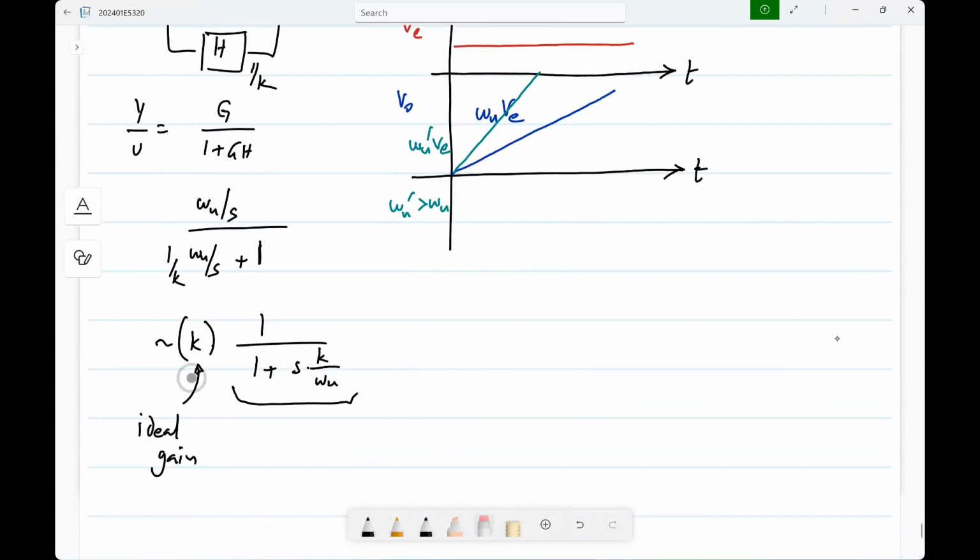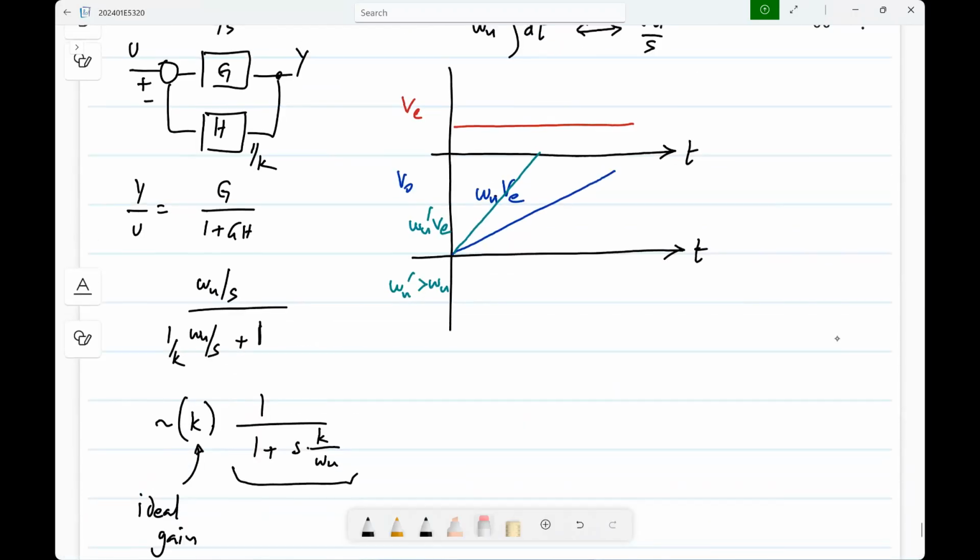So now in this expression, what is the meaning of saying that if the input is constant, how do I look at the output? What should I do? S equals 0. So that corresponds to DC, right? So that means for DC, this is ideal. You get a gain of K, right? That's what we get from the time domain reasoning also.